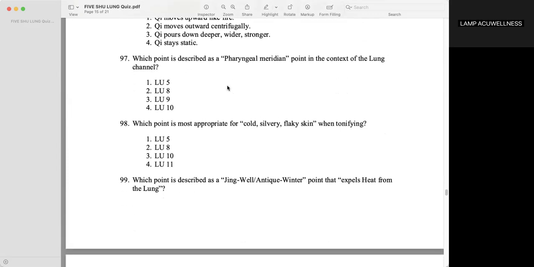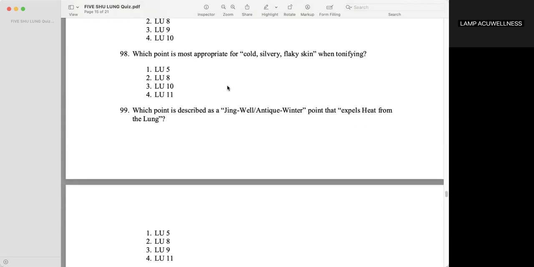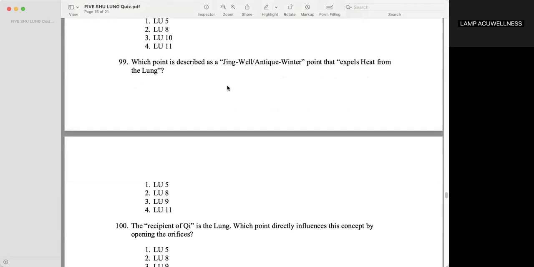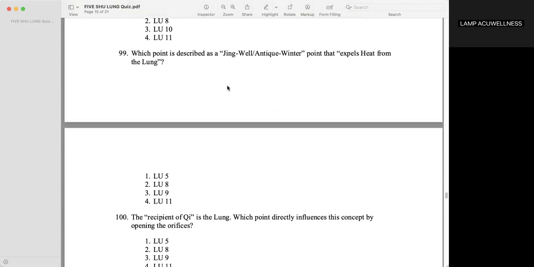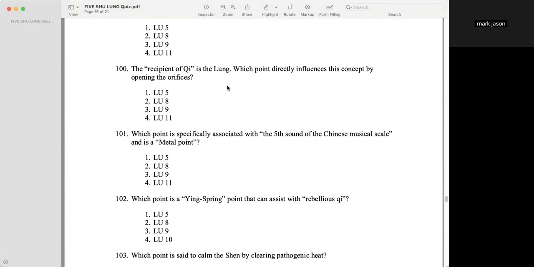Which point is described as a pharyngeal meridian point in the context of the lung channel? Lung 10. Which point is most appropriate for cold, silvery, flaky skin when tonifying? The same, lung 10. Which point is described as a Jing-Well antique winter point that expels heat from the lung? Lung 11. The recipient of qi is the lung.